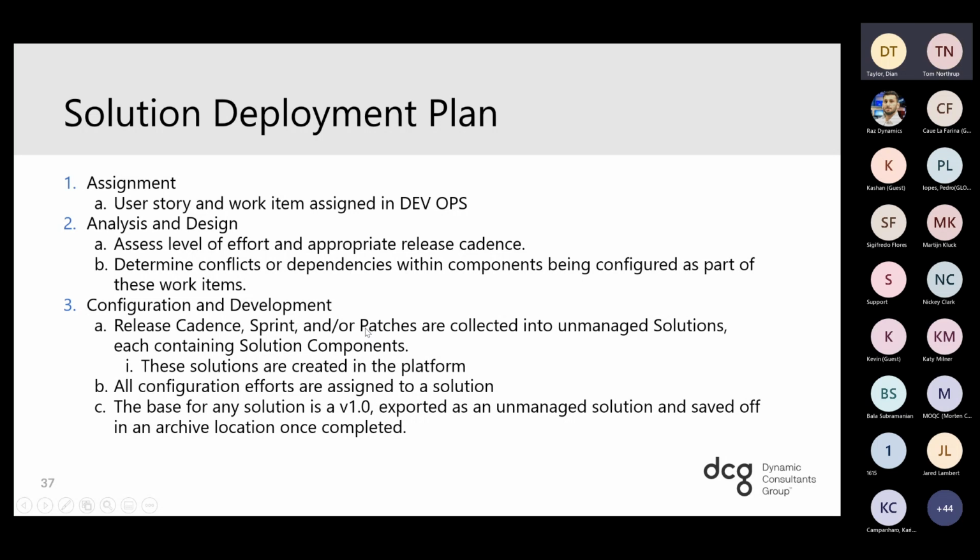You should have a solution deployment plan that follows something like this. So assignment, user story and work items are assigned in DevOps or whatever ticket system you're using, to follow your tasks. And then in the assignment of that task, there should be a solution that you say where those changes are made. So there should be central control of the solution right from the beginning.